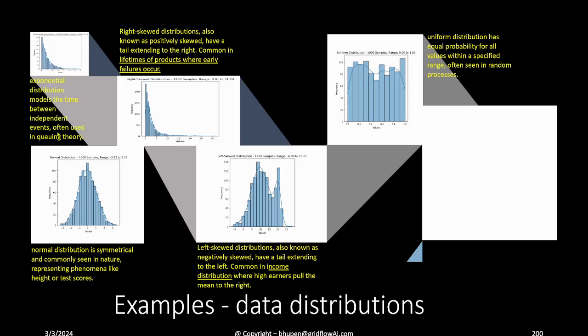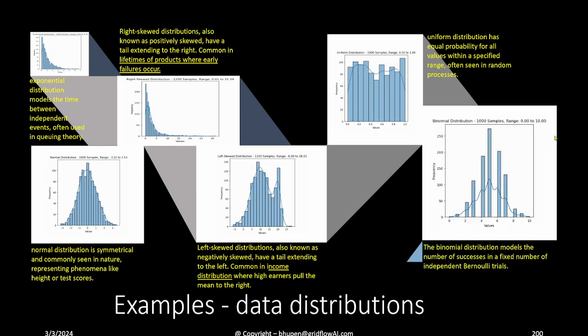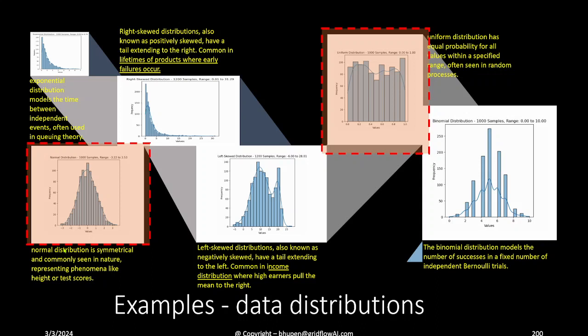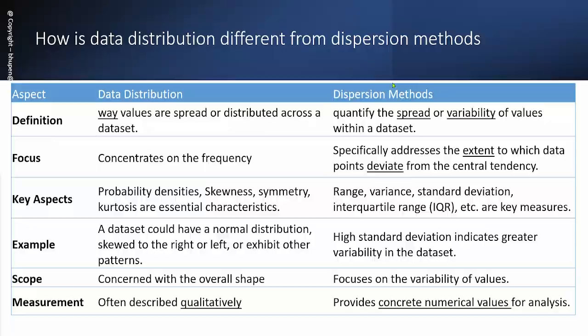Some more examples of data distribution: exponential distribution, where the values are exponentially decaying, and mostly it is applicable in queuing theory. One more example, binomial distribution, where we are looking at the number of successes in a given number of trials, for example, Bernoulli trial, and that shows this kind of distribution. In this video, we will focus on normal distribution and uniform distribution, to be precise.